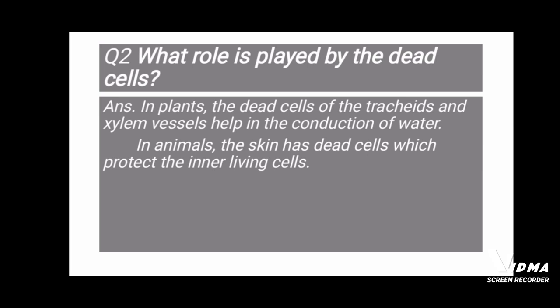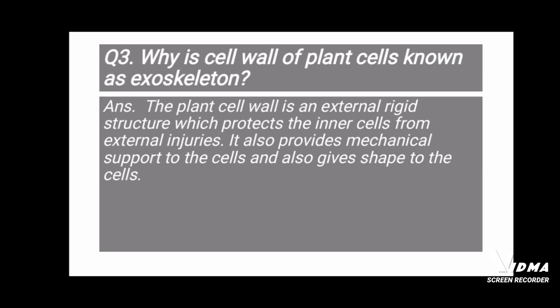Next question. Why is the cell wall of plant cells also known as exoskeleton? The plant cell wall is an external rigid structure which protects the inner cells from external injuries. It also provides mechanical support to the cells and also gives shape to the cells.